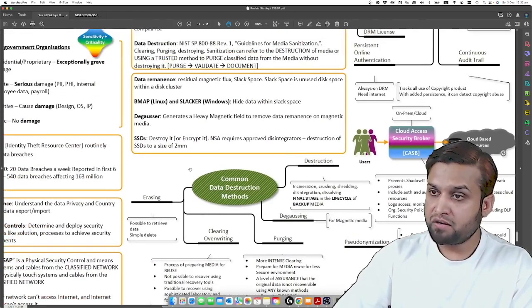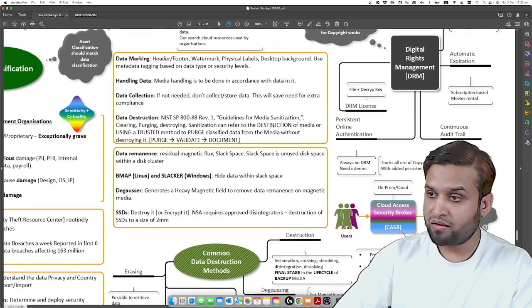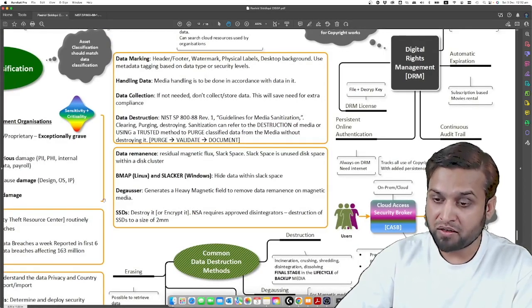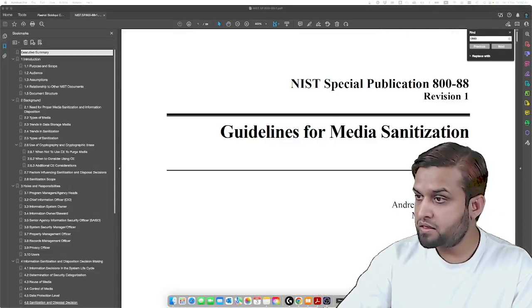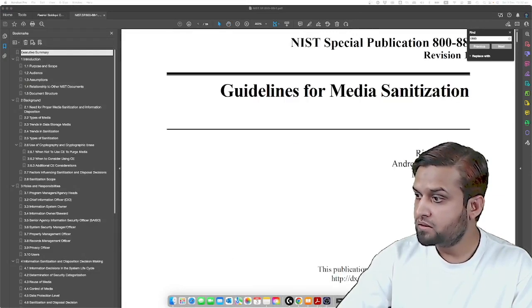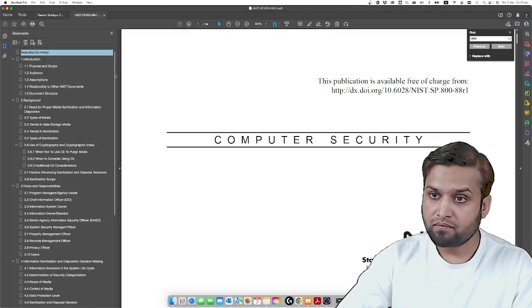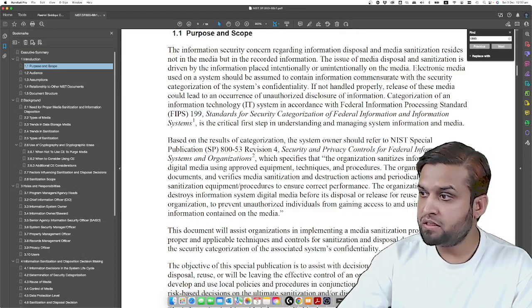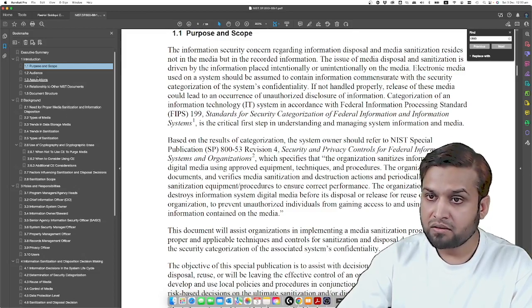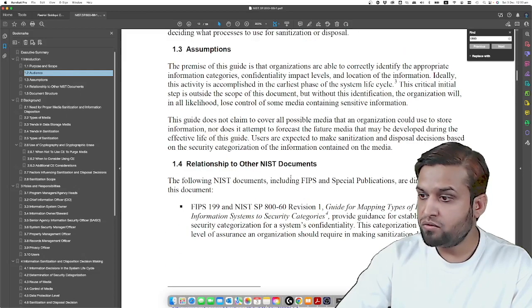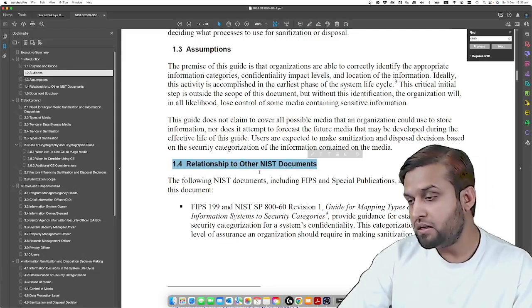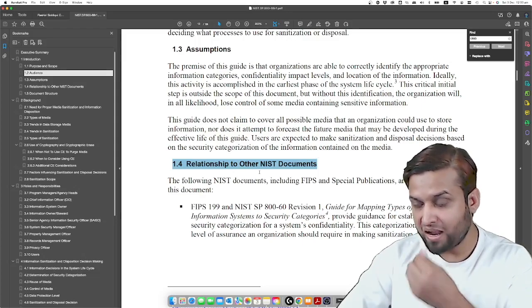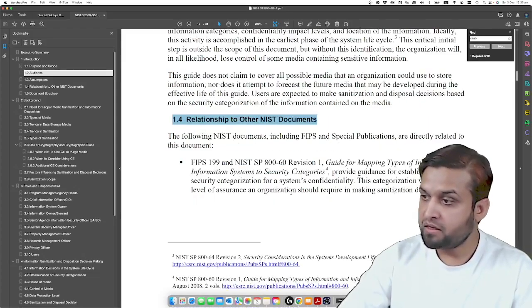Now I will go straight into the NIST document and show you how you can read it and what important information you should know from it. So here is the NIST 888 revision 1 document. If you see the contents, we go into the purpose and scope. It says why this document is prepared, who the audience is, assumptions, usual stuff. This section, relationship to other NIST documents, is very important in all NIST documentation. We should at least have a look into it and see what other documents are helpful in understanding this document.